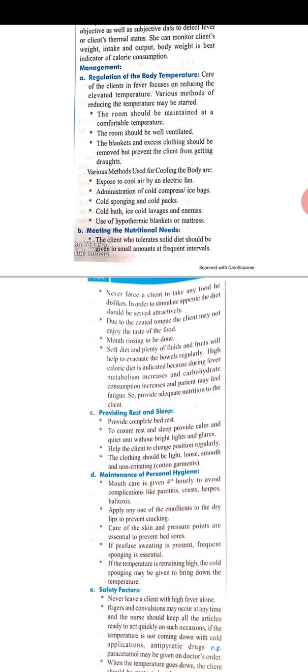Provide a calm and quiet environment to avoid overcrowding, and dim the lighting. Switch on the fans to provide ventilation, and change the position every hour. Then maintain personal hygiene.